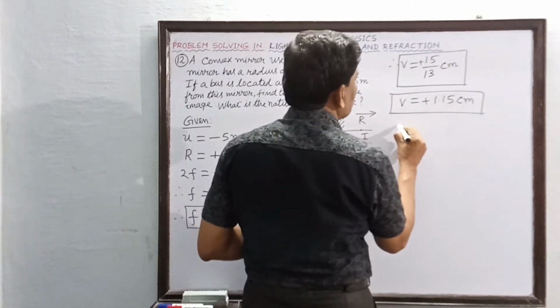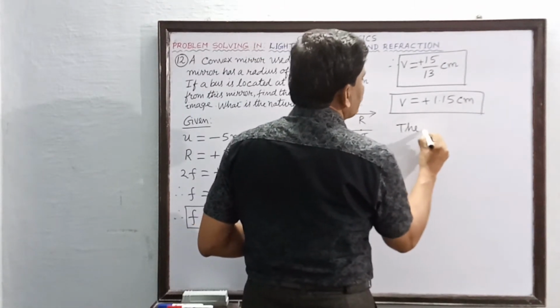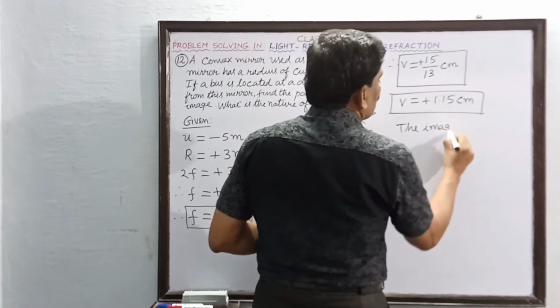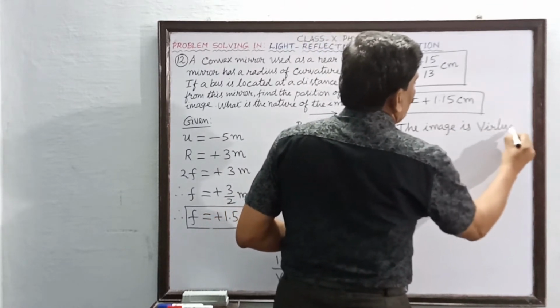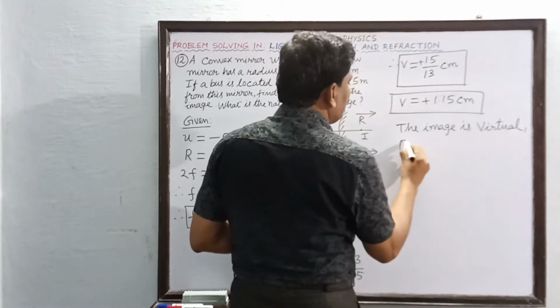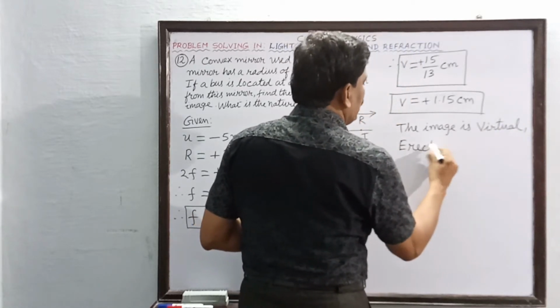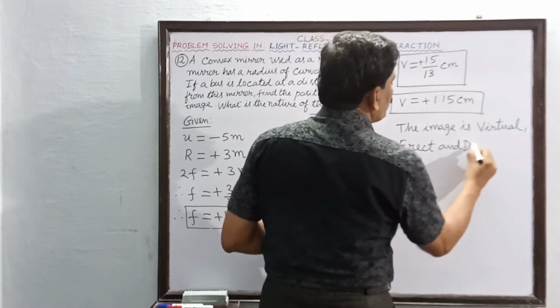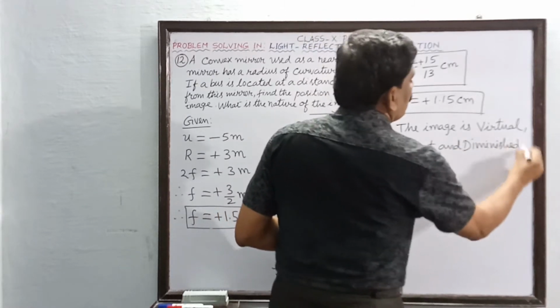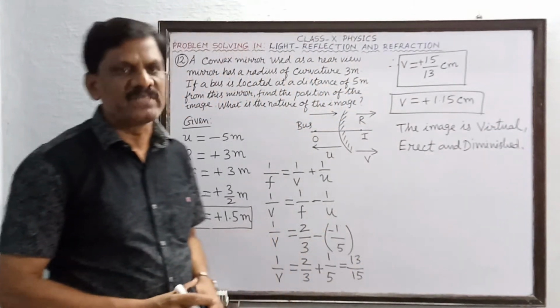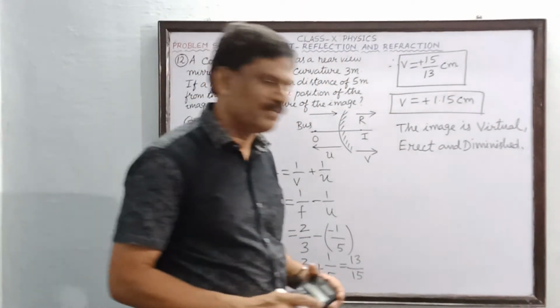So what is the nature of the image? The image is, first of all, a virtual image. It is erect and also diminished. This is how we have to do such problems. Have you understood, students? We will go to the next sum now.